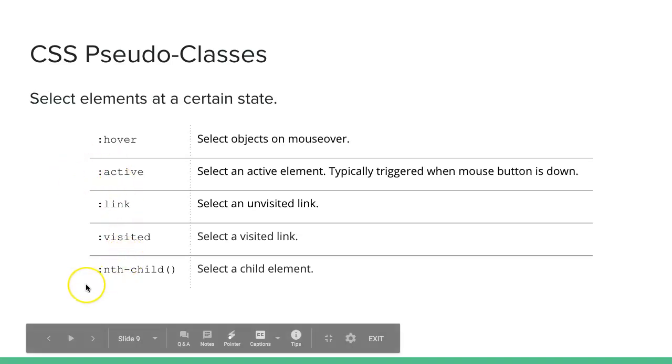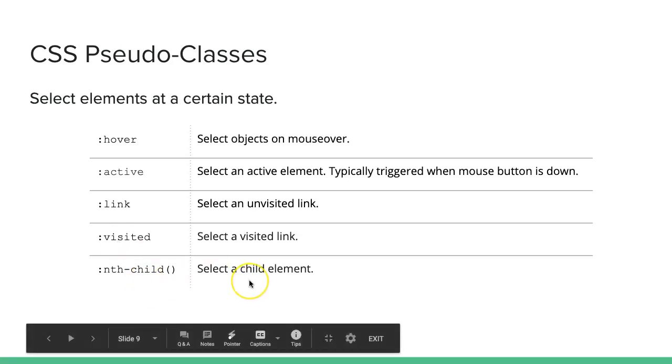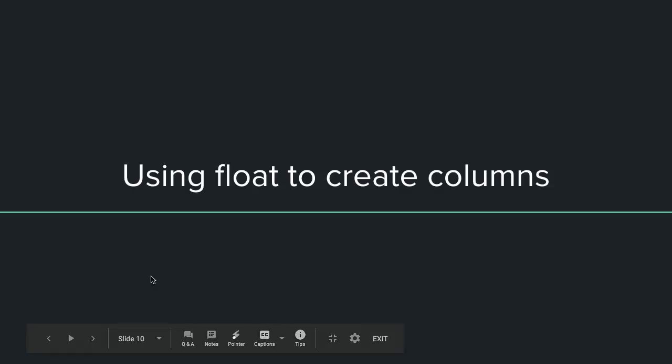There are also some other ones that aren't used as much, but they do exist, like active, link, visited. You know how a blue link turns purple when you click on it? It's because visited has a color of purple. We'll play around with this as well. And you can also select child elements with this thing here. But anyway, we'll play around with it.